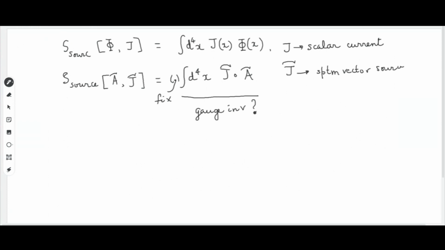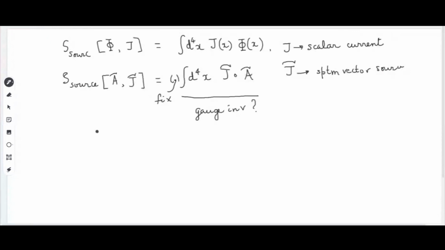Because remember, we write the action involving the electromagnetic vector potential. The action must be Lorentz invariant, which is guaranteed since A is a vector and J is a space-time vector. So that's guaranteed. But what about gauge invariance? Because there's only an A here. So let us check that.